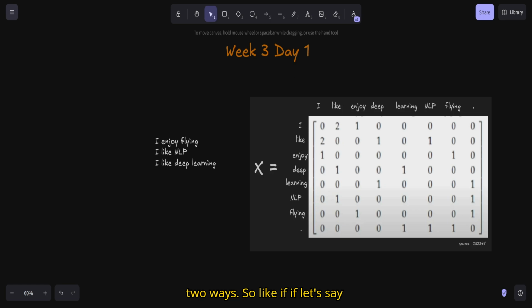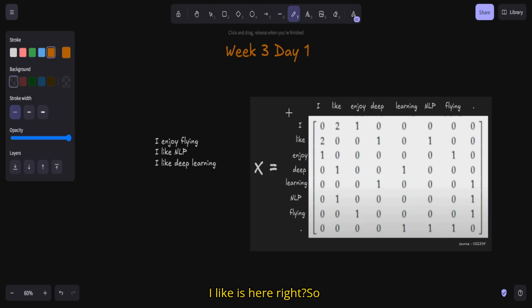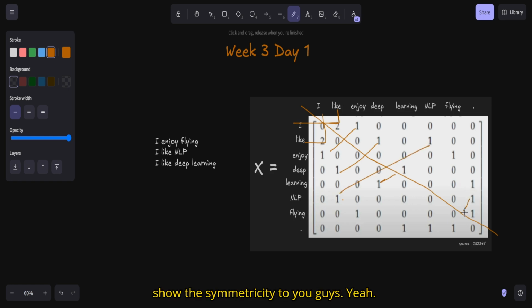So let's say "I like" is here, right? "I like" can also be in this direction. So if you notice, "I like" is 2 here and "I like" is 2 here, then this matrix will be symmetric. It's very logical, no? See, it's symmetric. I can show the symmetry to you guys. Yeah, see, it's symmetric.